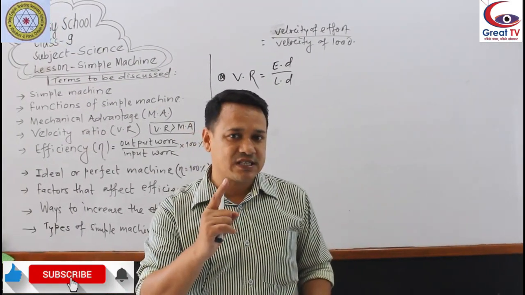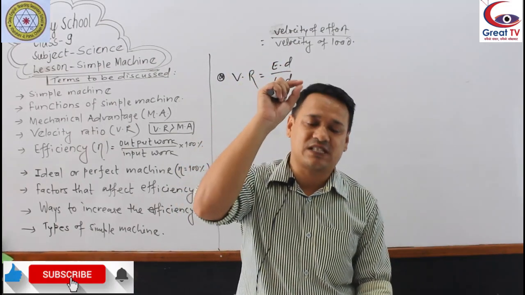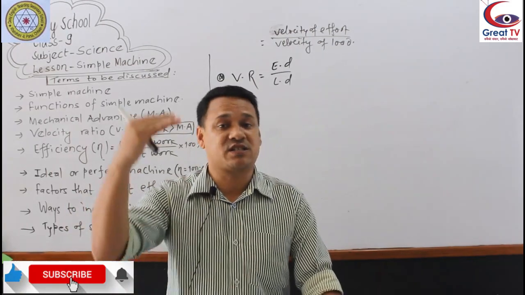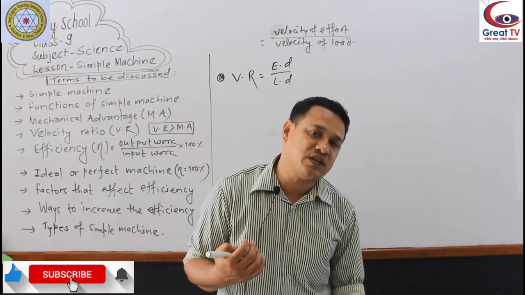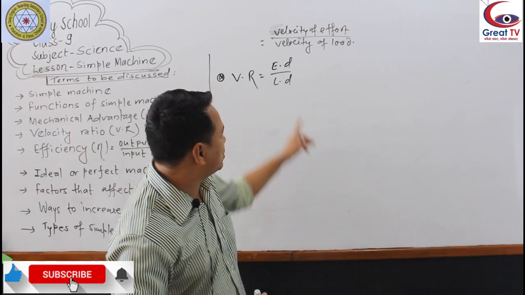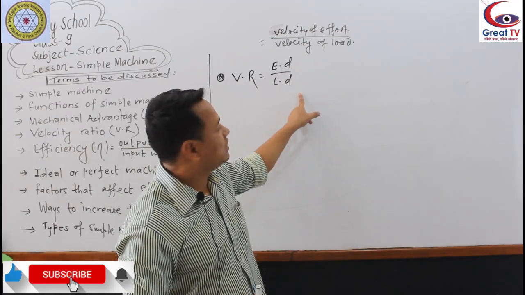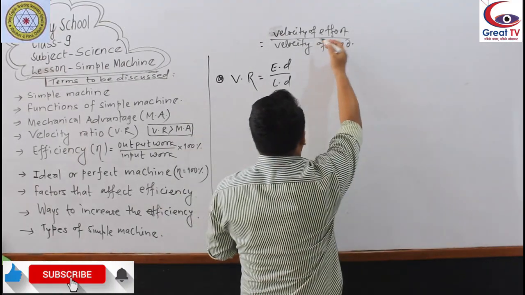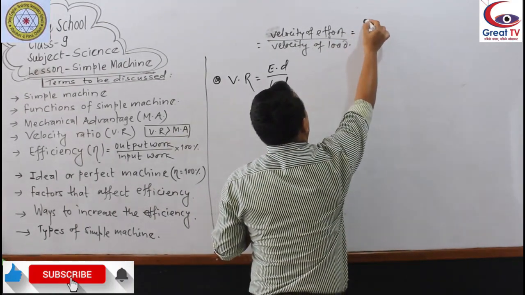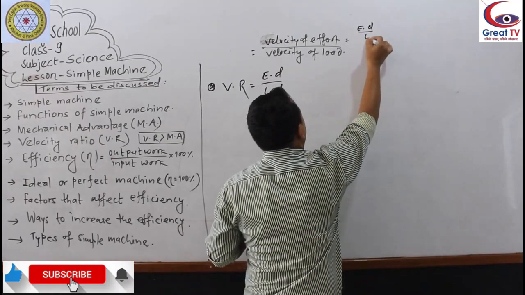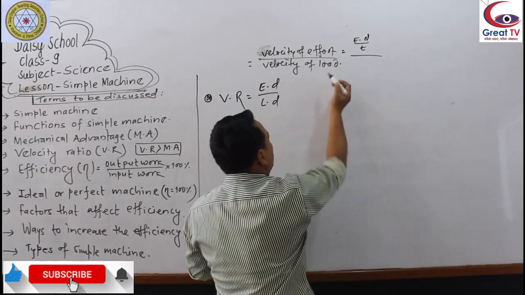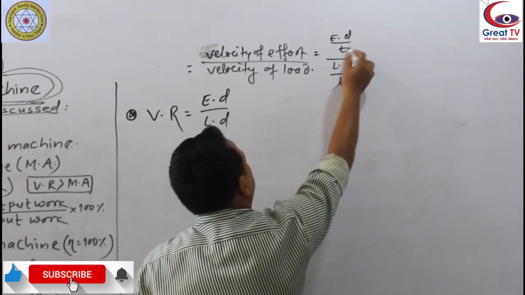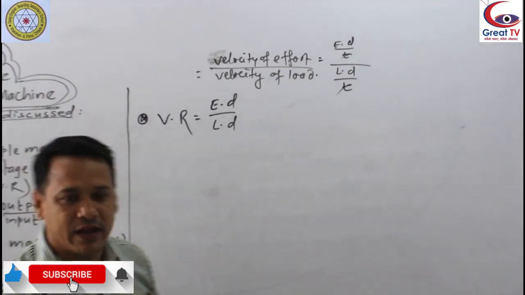But you know velocity means a distance or displacement covered by the time taken. Displacement by time taken, distance by time taken. So while using the ratio, you will find ED by LD. Here velocity of effort means effort distance by time taken, and velocity of load means distance covered by load by time taken. So time cancels, you can say ED by LD here.